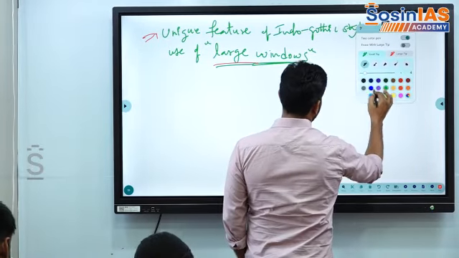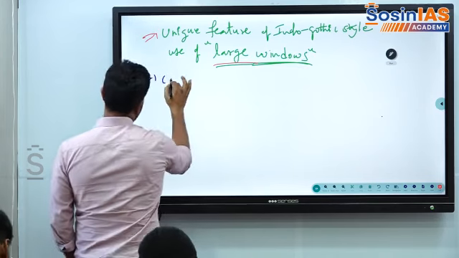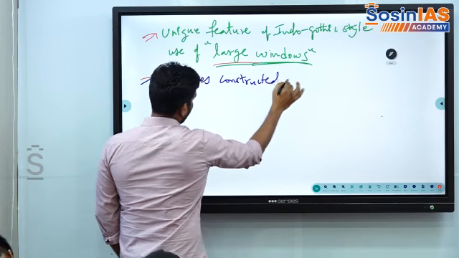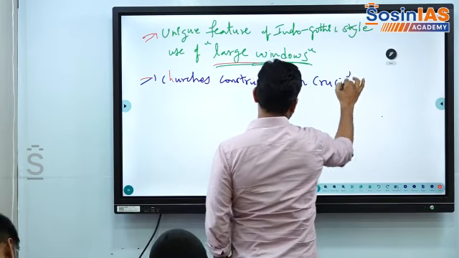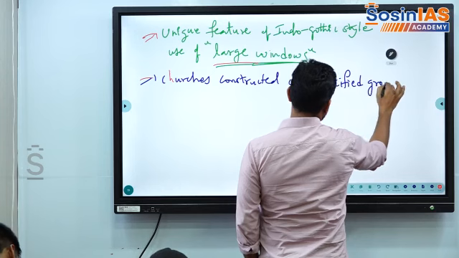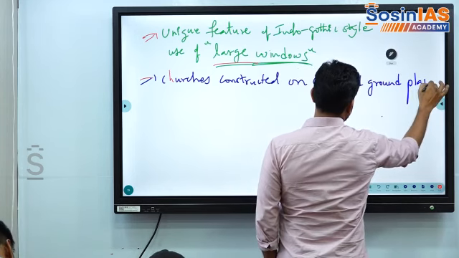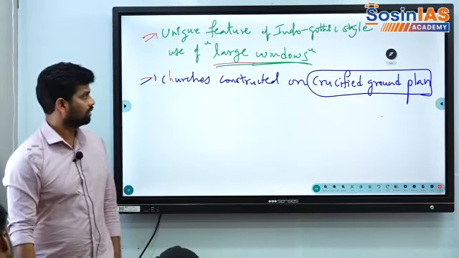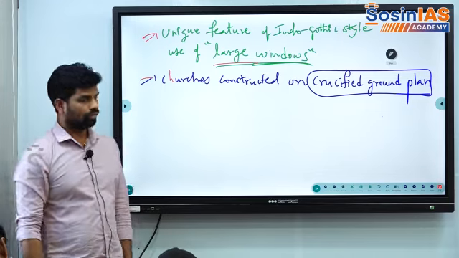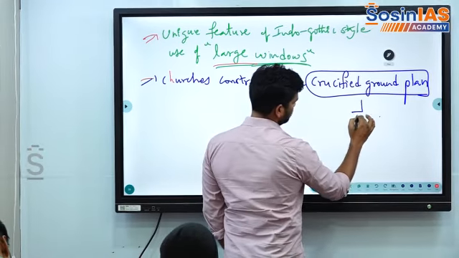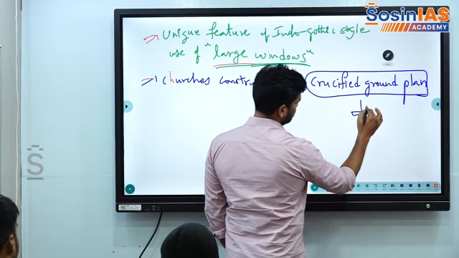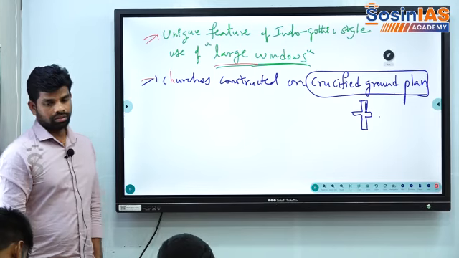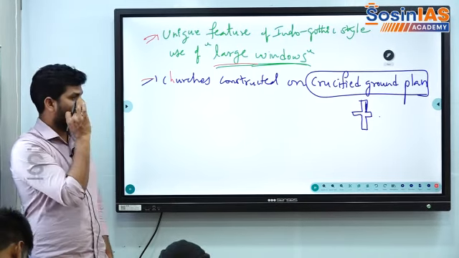And next thing is, the churches were constructed on a cruciform ground plan. What is a cruciform ground plan? Just like, you know, like that, the cruciform ground plan.